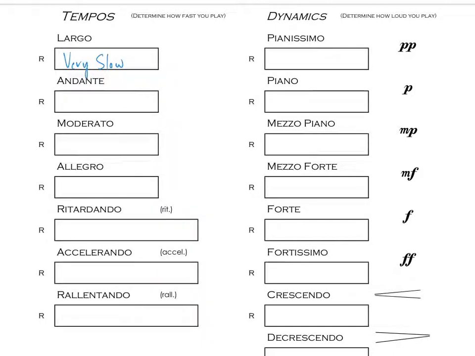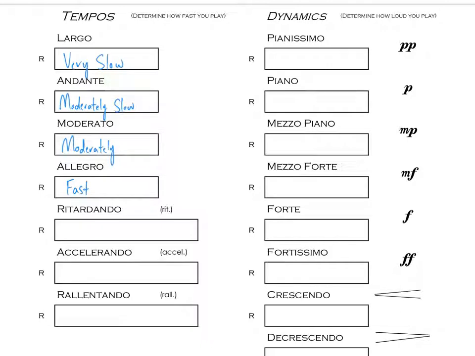Next one is andante, which means moderately slow. So it's going to be faster than largo. The next one, moderato, all of these are Italian terms, is going to be moderately. And the last one, allegro, means fast.